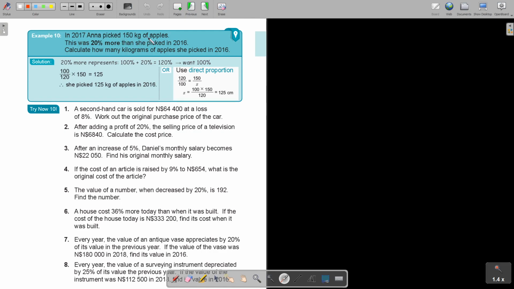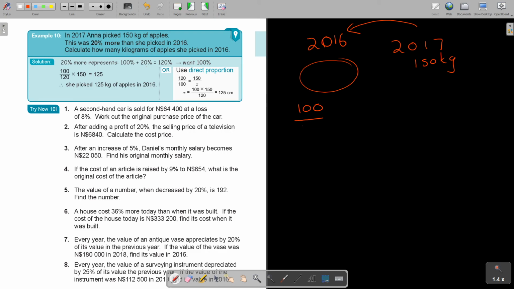In this, Anna picked apples. This was 20% more. It could have been 20% less also, but in this case more than she picked in 2016. Can you see? This was 2017. They give you this one, 150 kilogram. But they want to get 2016. So they want the reverse back value, and that's why it's reverse percentage. The only difference now, because it's increased, I add the 20 and I get 120. But I want the 100, and that's why I said it's 100 over 120 times 150.